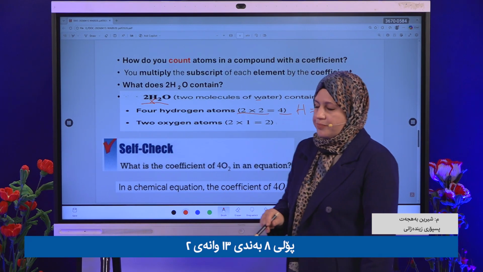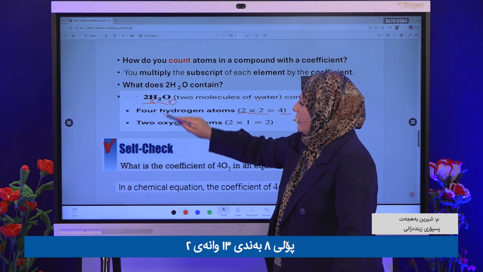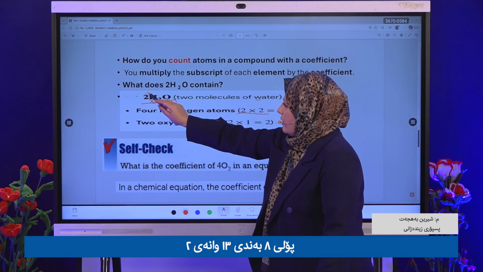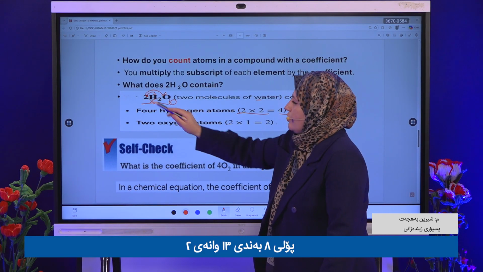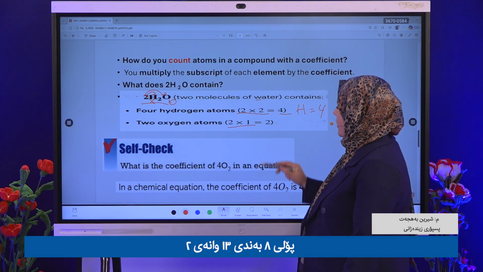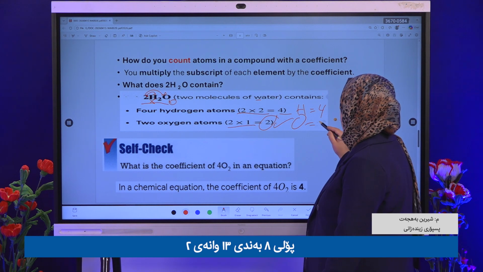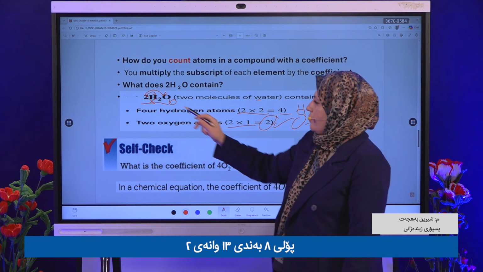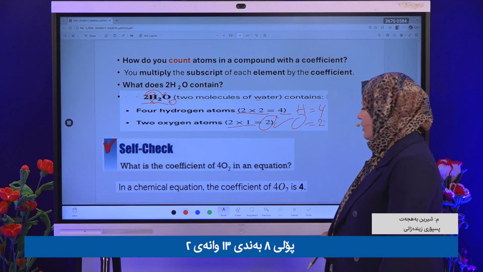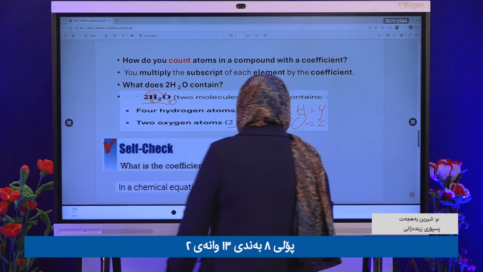If you count the oxygen atoms, how many oxygen? There is 1. As we know, there is no subscript, that means it's 1. The 2 is for both atoms. 2 times 1 will be 2. That means oxygen is 2. So this formula contains how many atoms? 4 hydrogen and 2 oxygen. Clear? Look at this in your book.